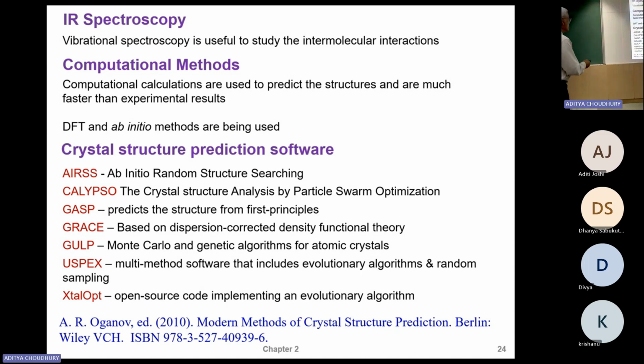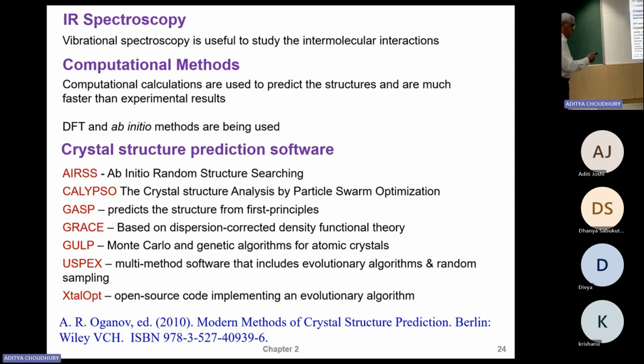Computational methods, such as DFT, can be used for predicting structures. These are some of the software that are available. I haven't updated for quite some time. There are different software; you can use this one to predict the crystal structure. But most of the time, there is only a 50% chance of predicting the right one. But still, it is evolving.